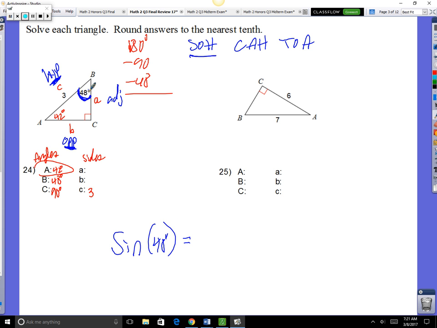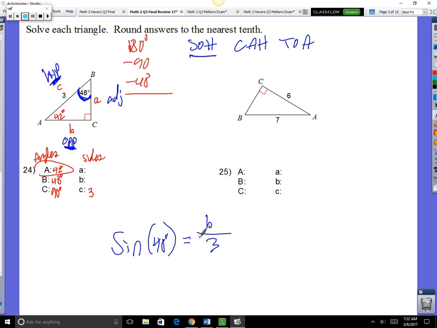And if I am looking at the 48, the fraction is going to be opposite on top and hypotenuse on bottom. So it's going to be B on top and 3 on bottom. So I know what the hypotenuse is. I know it's 3, so plug it in. I have no idea what the opposite is, so just leave it as x or any variable you want. Okay, now the trig's done.